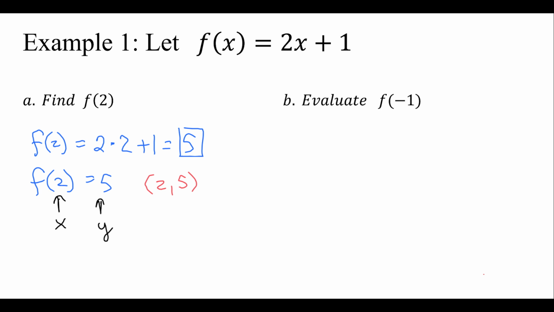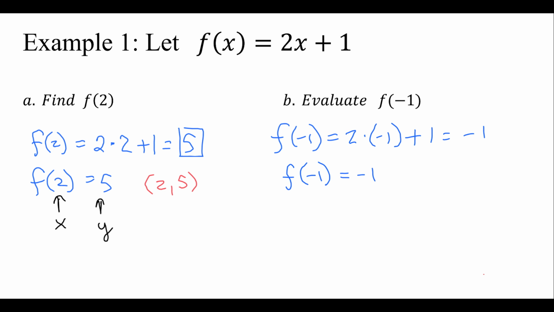All right, so very similarly, we are asked to evaluate f of negative 1 in part B. So that's the same thing as finding f of negative 1, which means I'm going to look at my function f, and anywhere I see an x, I'm replacing that now with negative 1. So that's going to be 2 times negative 1 plus 1. So that gives me negative 2 plus 1, which is negative 1. So what I did is I found out that f of negative 1 is negative 1.